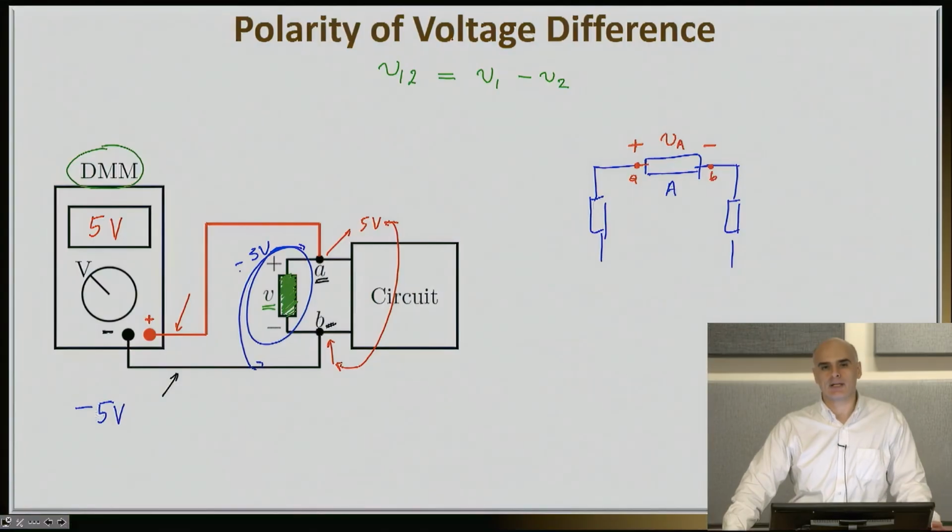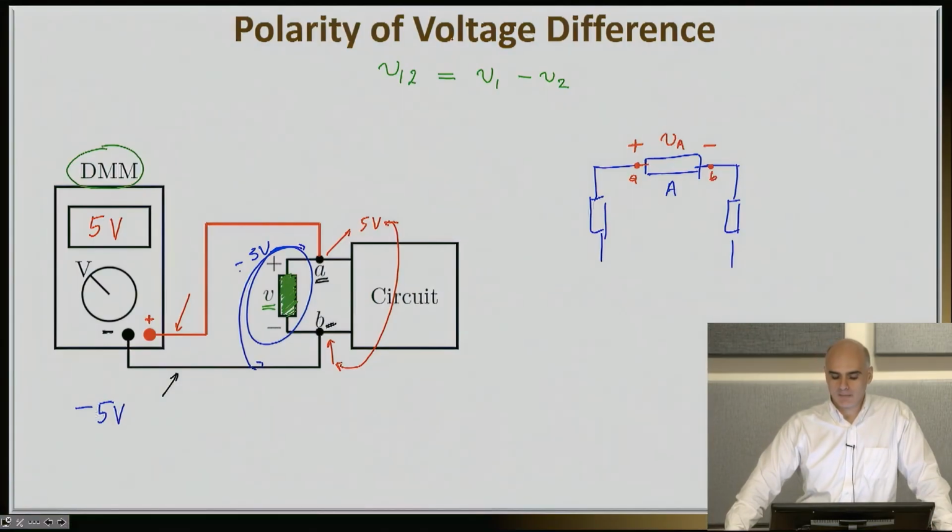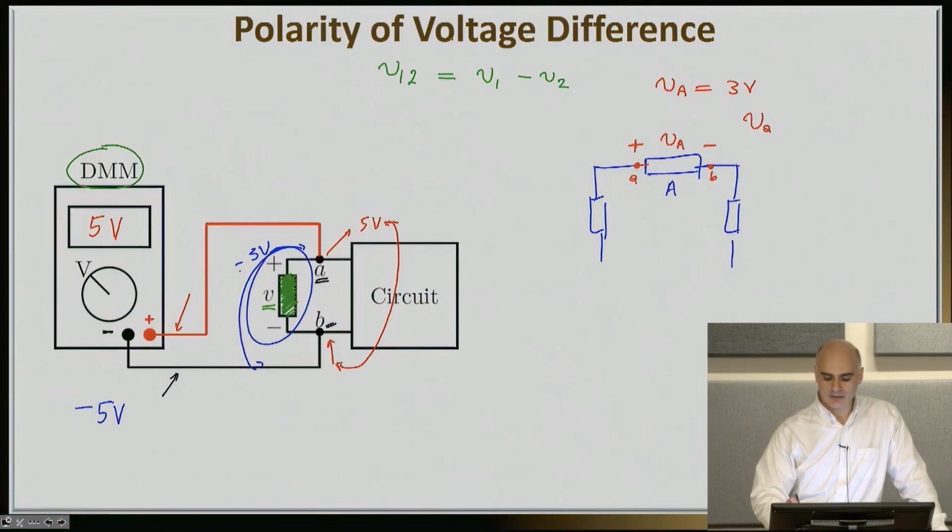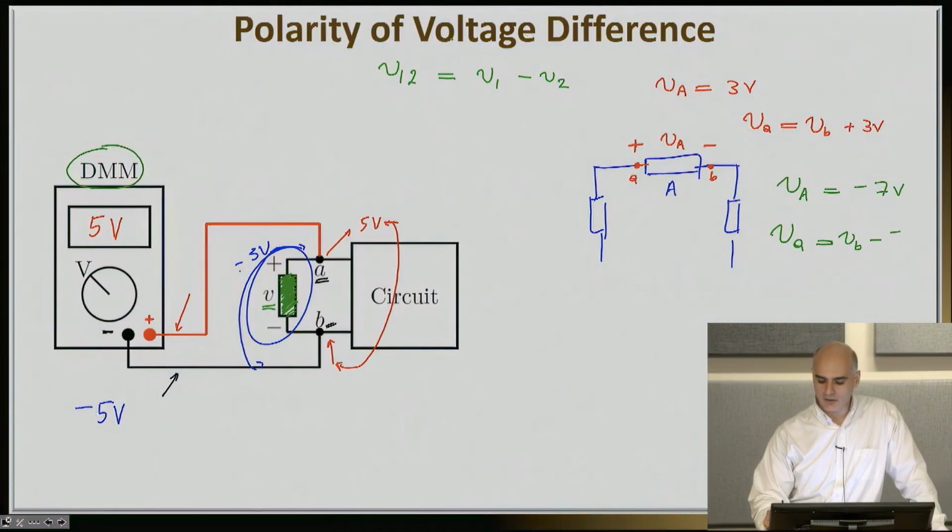I have to assume a polarity. This may or may not be true. But once I assume this polarity and I solve my circuit, let's say I find that the voltage difference across device A is 3 volts, then indeed it will mean that VA, node A, will be actually the node B plus 3 volts. If the result is different, and let's say that I found that the voltage across device A is -7, then it simply would have meant that the V of node A is basically 7 volts below node B.